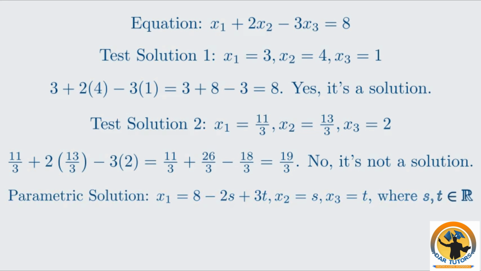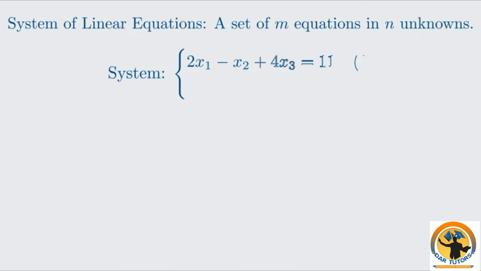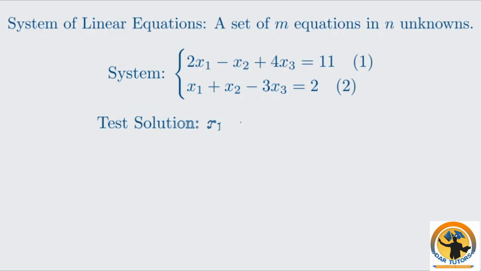A system of linear equations consists of 2 or more linear equations that we want to solve simultaneously. A solution to a system is a set of values for the variables that satisfies every equation in the system at the same time. Let's consider this system of 2 equations with 3 variables. Let's test the solution we found earlier for the first equation. x1 equals 3, x2 equals -1, x3 equals 1.